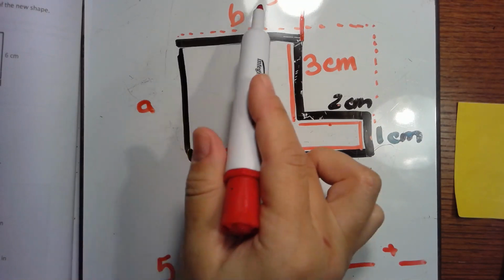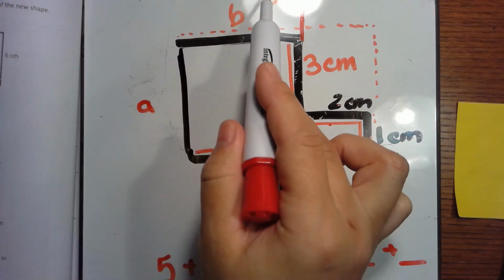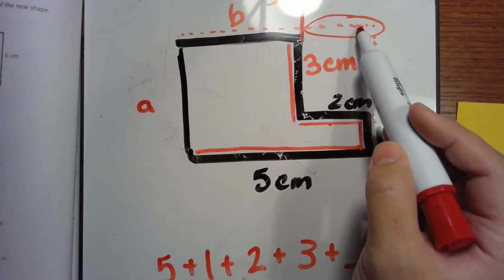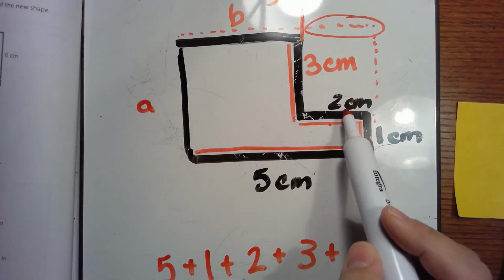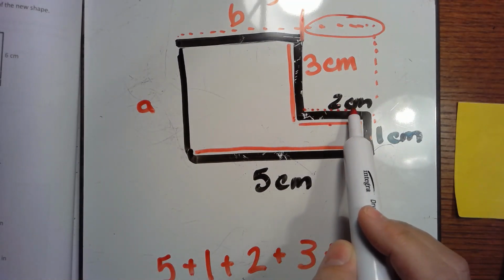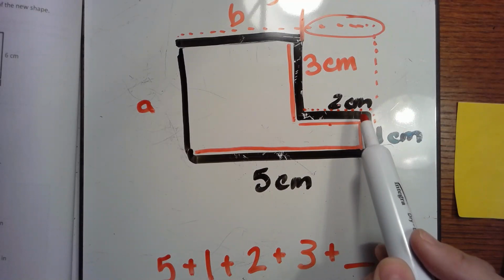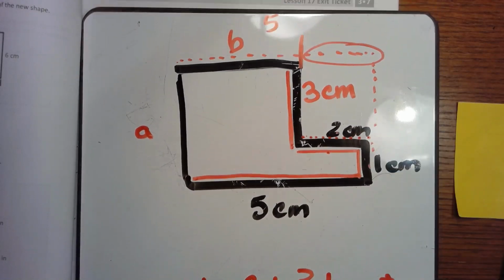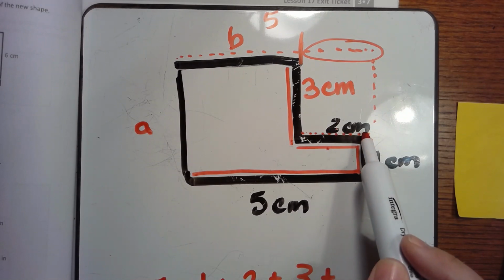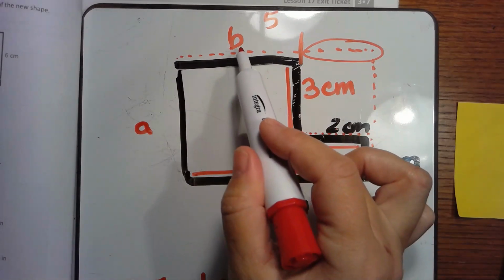So if the total is not 5, we need to subtract this length, and it's given right here. This length is shown at the bottom. So we use what's labeled right here to help us figure out part B.